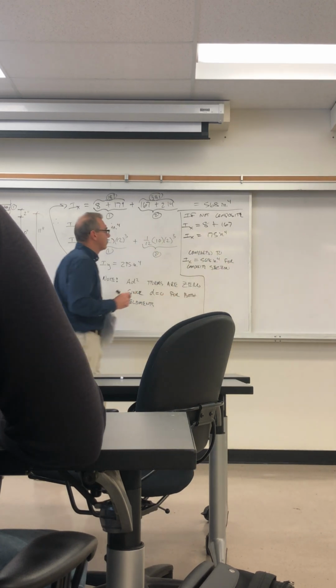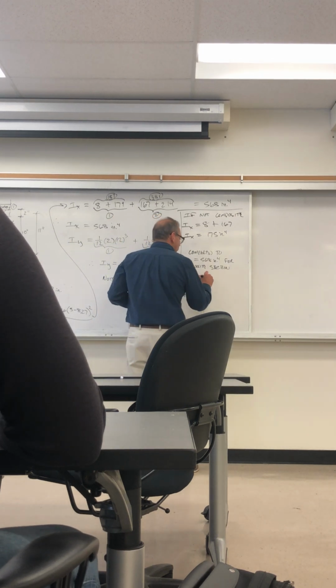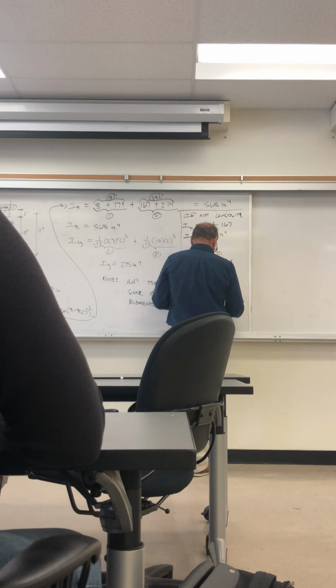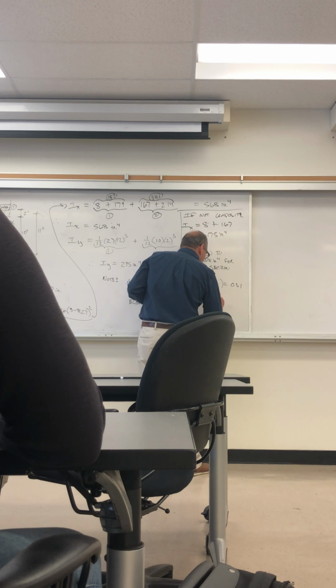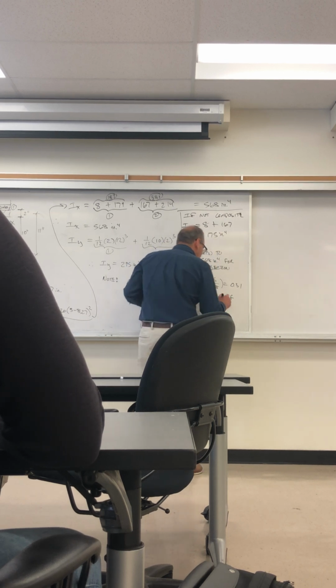Compared to 568 inches to the fourth for the composite section. So you have 175 over 568 equals 0.31, therefore 31% of composite inertia.